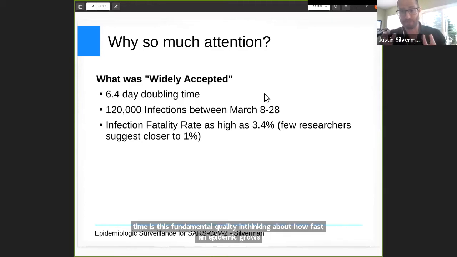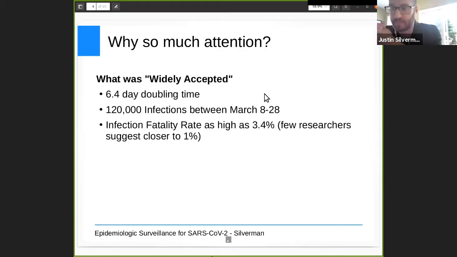A 6.4-day doubling time is sort of a medium speed. It's not the fastest, it's not the slowest. This is what we originally thought. We also thought that between March 8th and March 28th in the US, there were 120,000 infections. This is what you got from, for example, the Hopkins COVID dashboard or some of the other trackers that were tracking the number of confirmed cases.